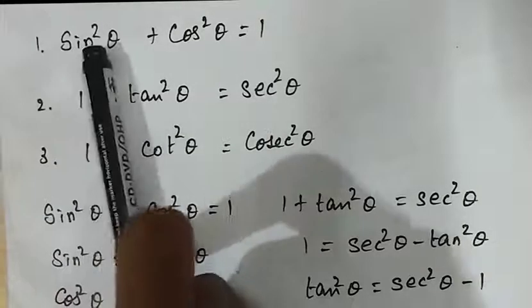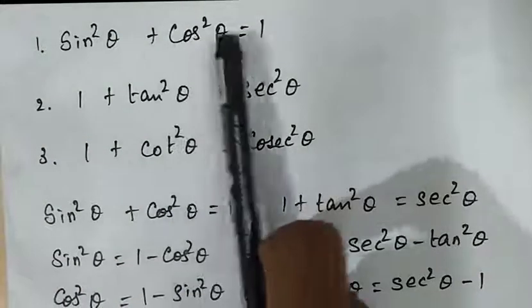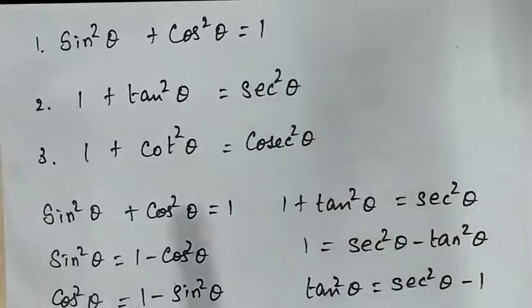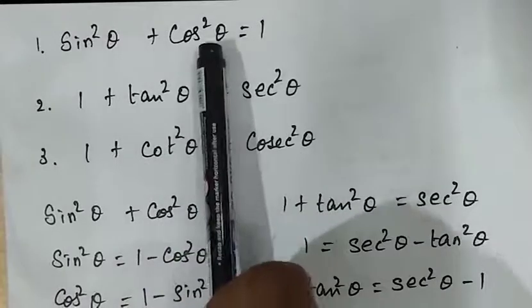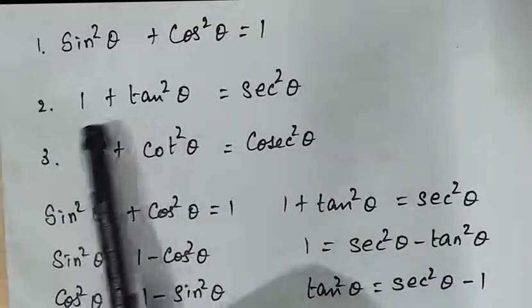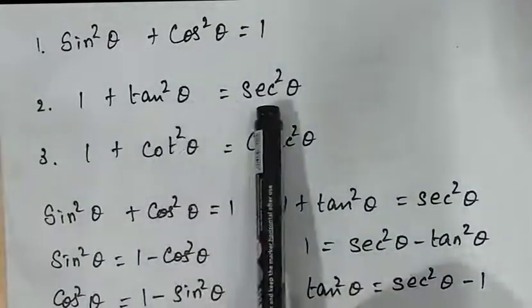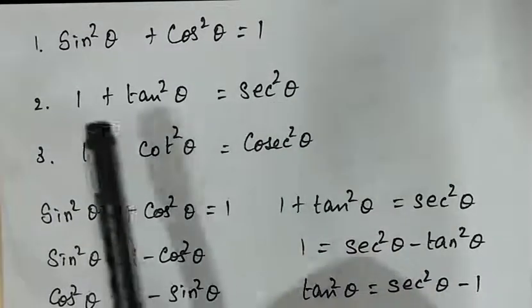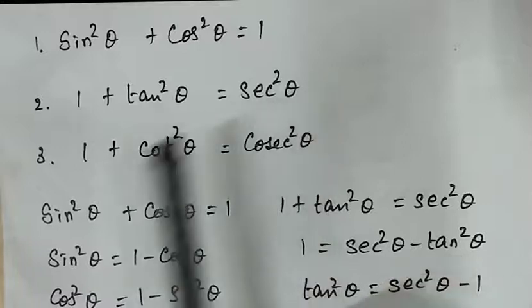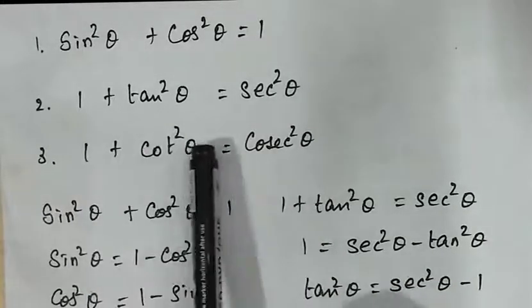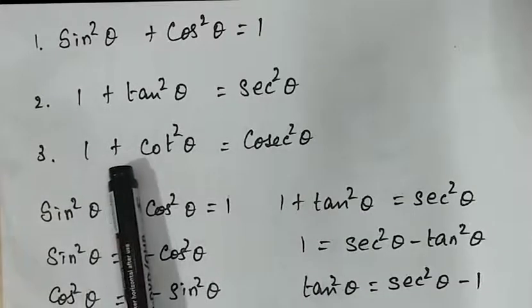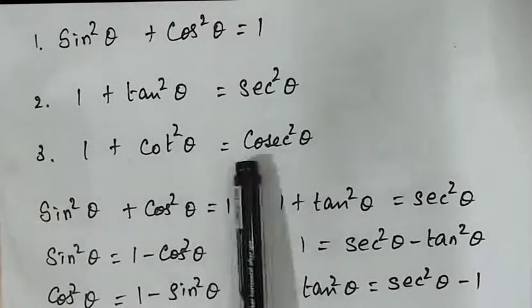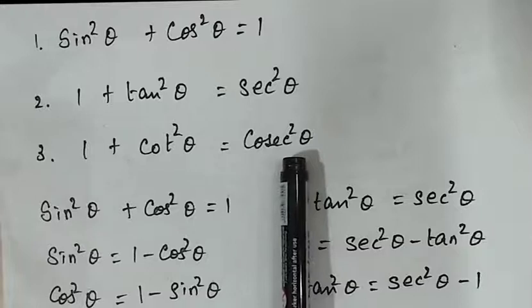Next, the identities. Sin squared theta plus cos squared theta is equal to 1. 1 plus tan squared theta is equal to secant squared theta. 1 plus cot squared theta is equal to cosecant squared theta.